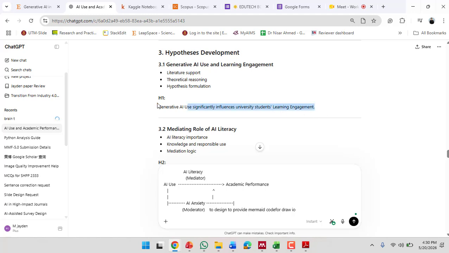So that will be your final answer. There's no issue in the hypothesis, you can put your right hypothesis. Self literacy, mediating AI anxiety, significantly moderate the relationship between generative AI, and now you have to find whether it's a really moderate or not.